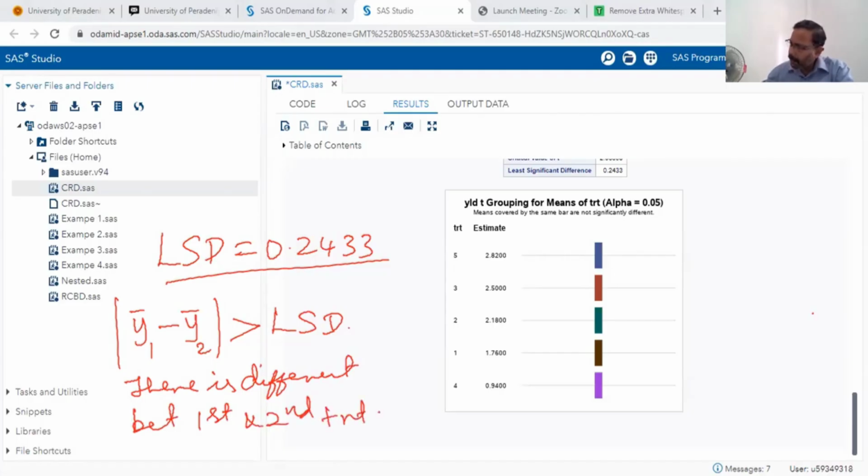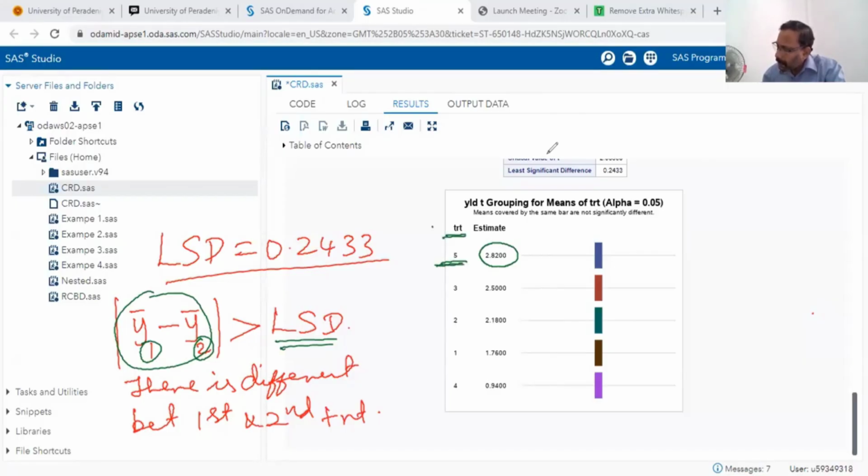Because here, this is treatment 2, the average yield of treatment 2. This is the average yield of treatment 1. If you take the difference, if the difference is higher than the LSD value, then that means there's a difference between those two treatments. Suppose, let's say, this is my mean of which treatment?